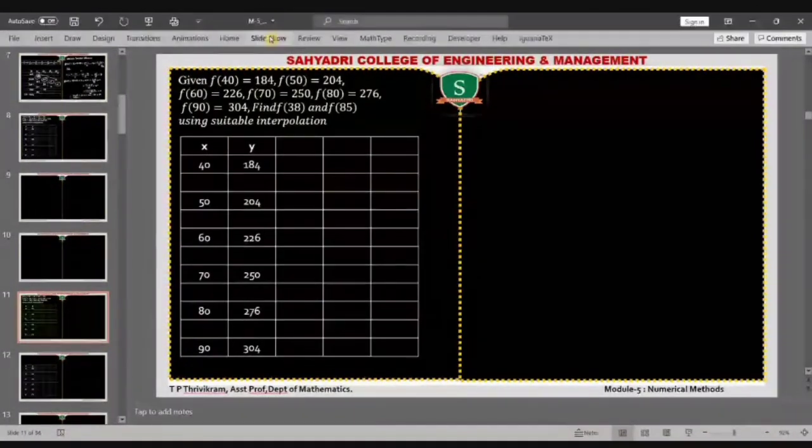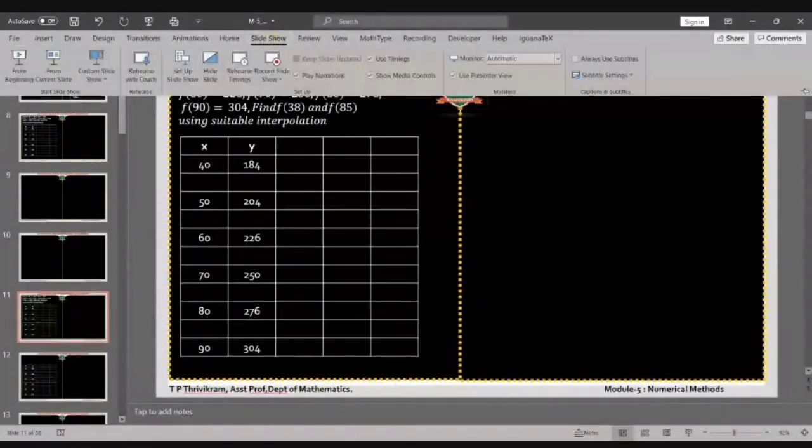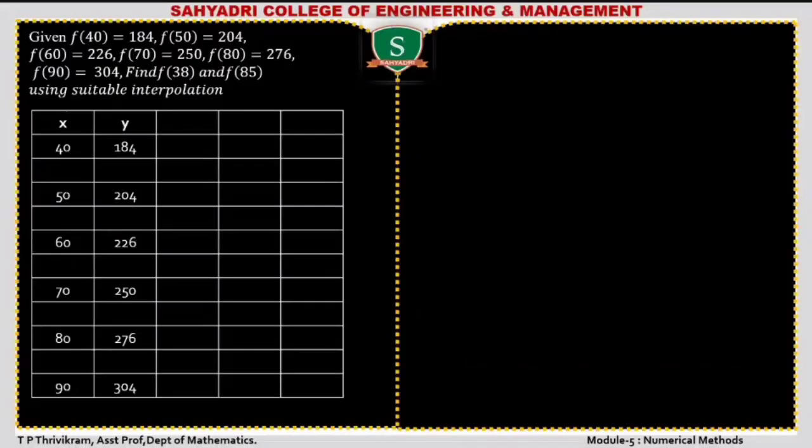So you're able to see the screen, right? Yes, sir. Okay.